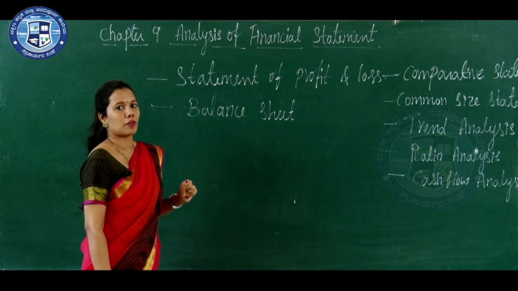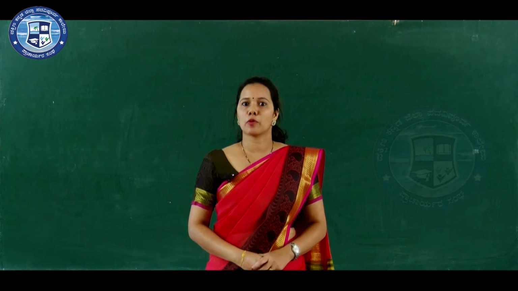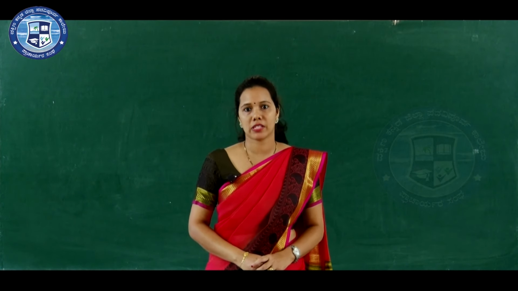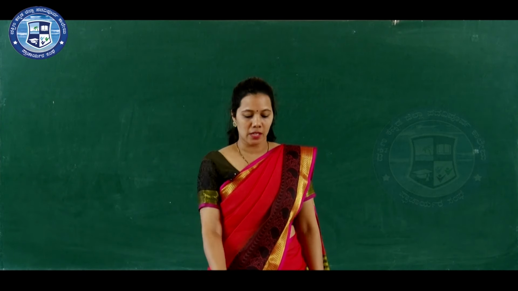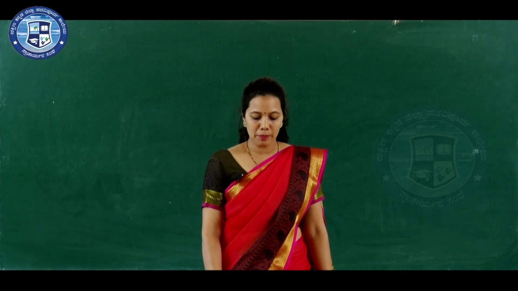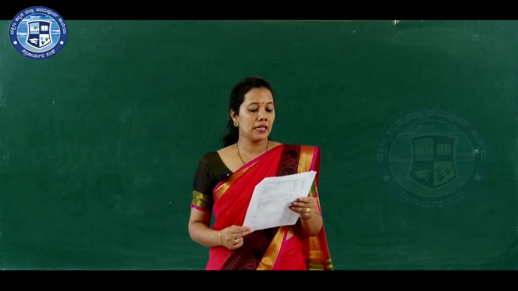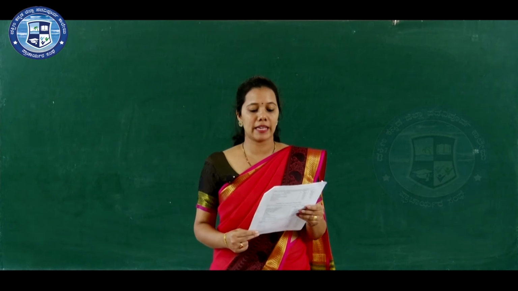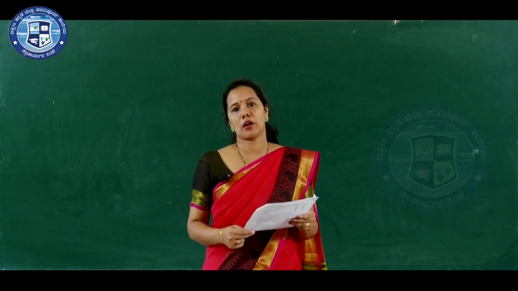So, let us start from statement of profit and loss. First, we will prepare statement of profit and loss under comparative statement. Please check your description box for the question. We will read and discuss the question first. From the following particulars, prepare comparative statement of profit and loss of Nataraj Colours Limited for the year ending 31st March 2017 and 31st March 2018.